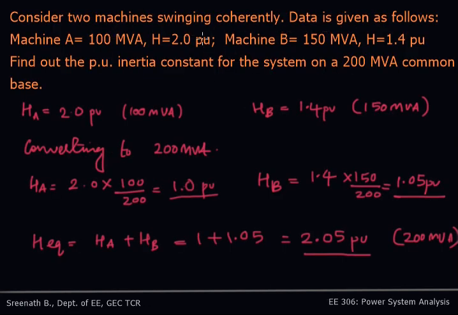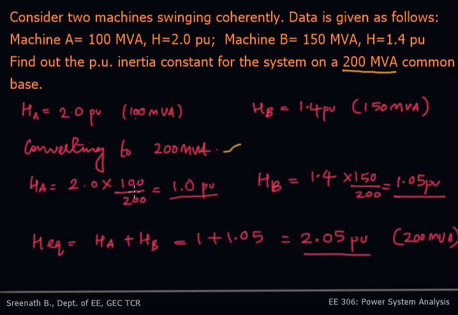You have two machines swinging coherently, and the rating of machine A is 100 MVA and H is 2 per unit. And for machine B it is 150 MVA and 1.4 per unit. So you need to find out the inertia constant in per unit for the system for a common base of 200 MVA. So HA is given as 2 per unit at 100 MVA and HB is 1.4 per unit at 150 MVA. So you are converting it into 200 MVA.